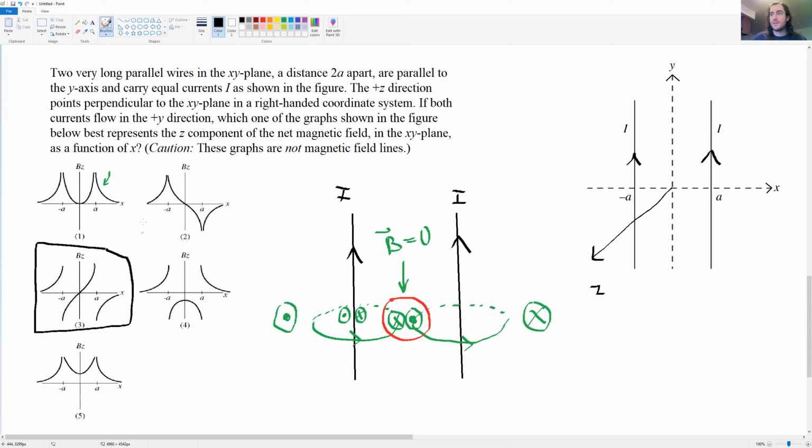And then, of course, in this region here, the magnetic field is going into the page. So it's negative, negative, negative until it reaches the red region where right in the middle it's 0. And then over here again, it's positive, positive, positive, and then heading up towards infinity. So 3 is a really good answer here. That is the correct answer.